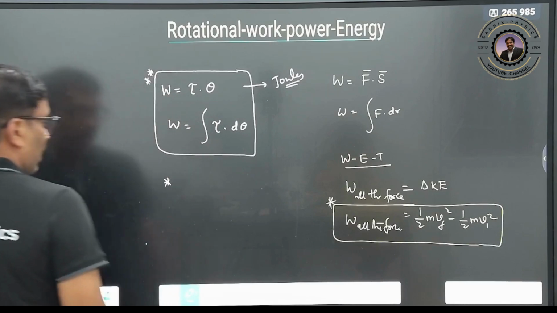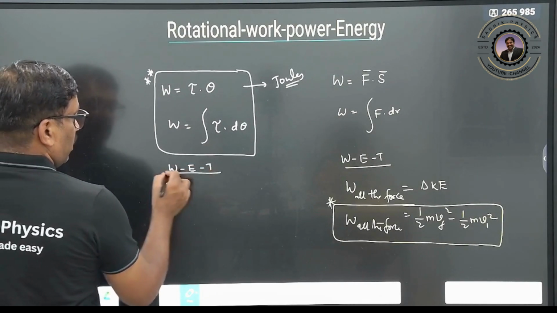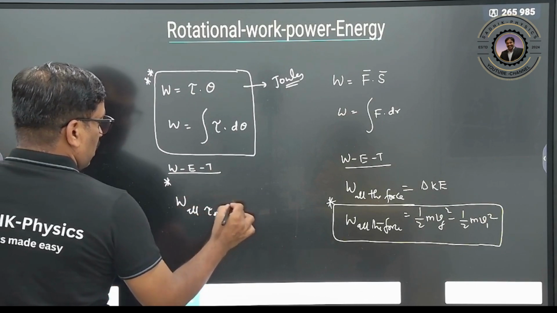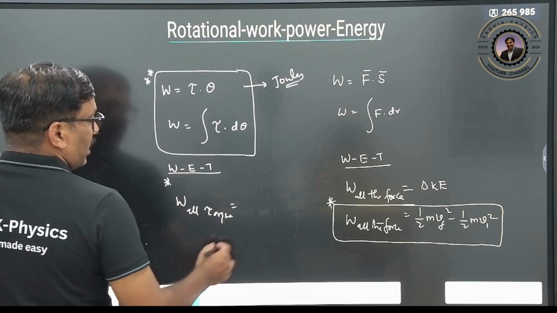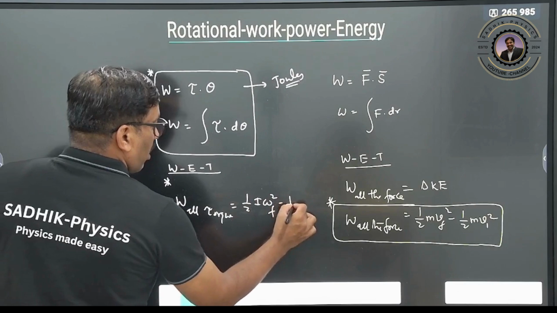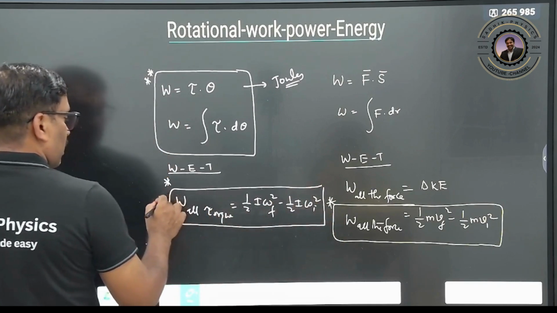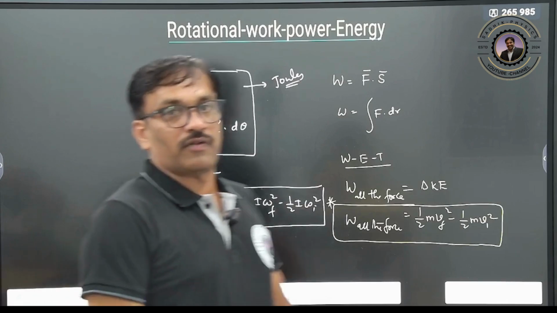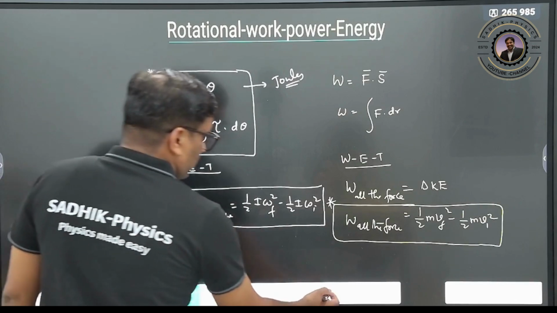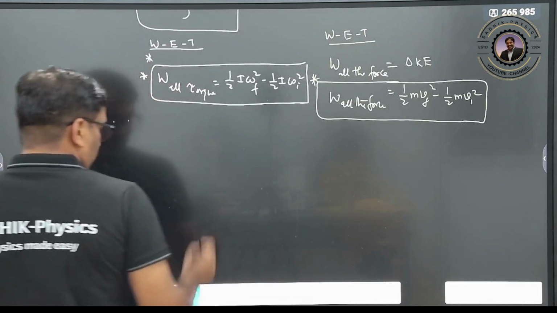Exactly the same, the work energy theorem in rotational motion says work done by all the torques is equal to the change in kinetic energy. What is the kinetic energy formula? Half I omega final square minus half I omega initial square. So work done by all the torques equals final rotational kinetic energy minus initial rotational kinetic energy.